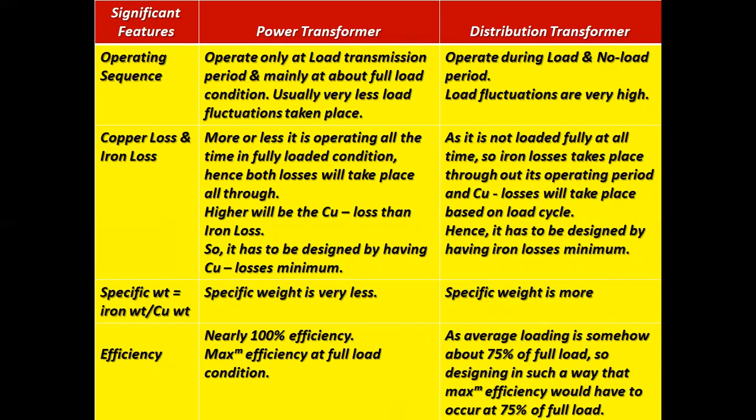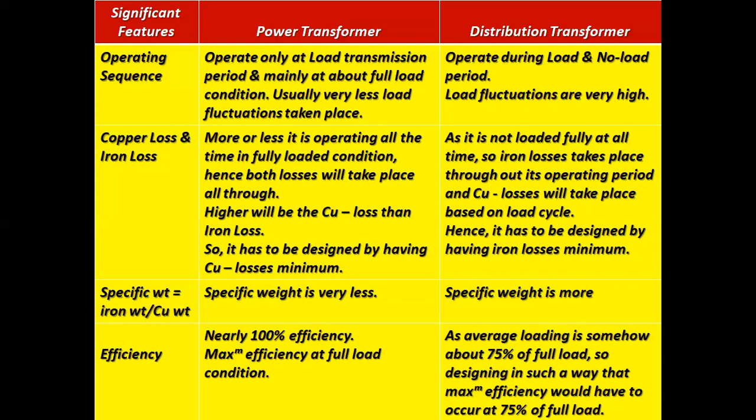Significant features: copper loss and iron loss. For power transformer, more or less it is operating all the time in fully loaded condition. Hence, both losses will take place all through. Higher will be the copper loss than iron loss, so it has to be designed by having copper losses minimum. For distribution transformer, as it is not loaded fully at all time, iron losses take place throughout its operating period and copper losses will take place based on load cycle. Hence, it has to be designed by having iron losses minimum.